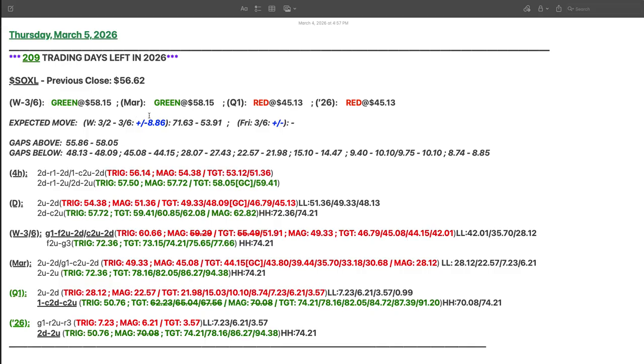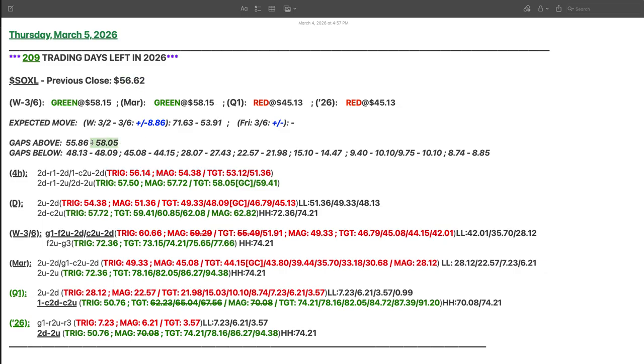So when you have time frames competing like that, then it's not a surprise to get some choppy action, right? We know the market makers' expected move for the week was $8.86 from the close price on Friday, giving us an expected range of 71.63 to 53.91. We are still in that range, but more towards the bottom.